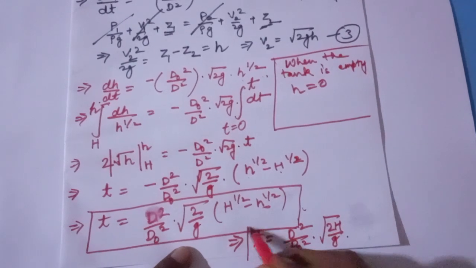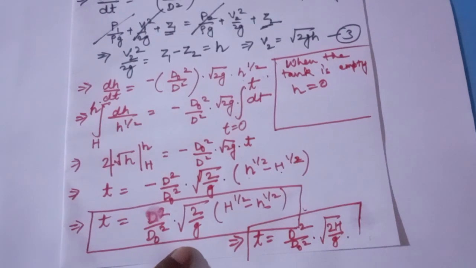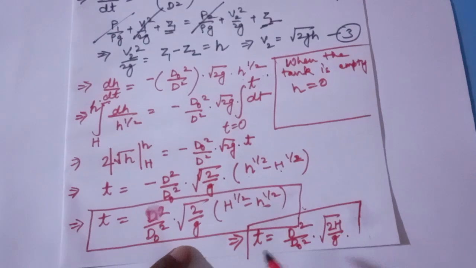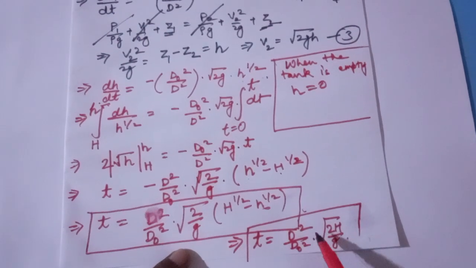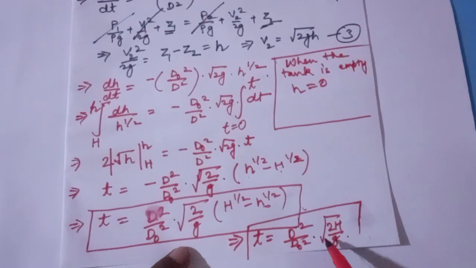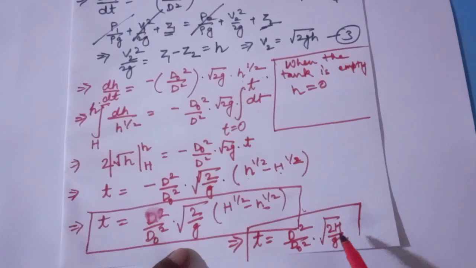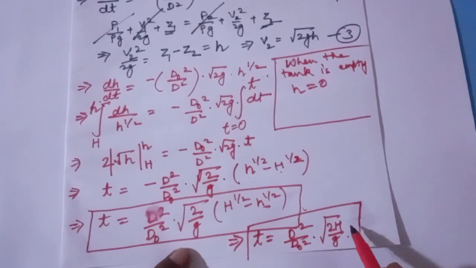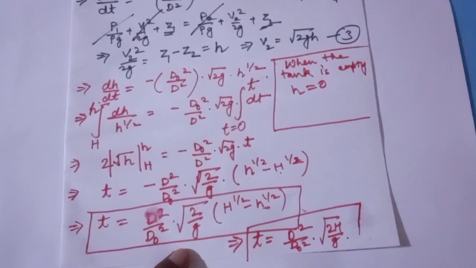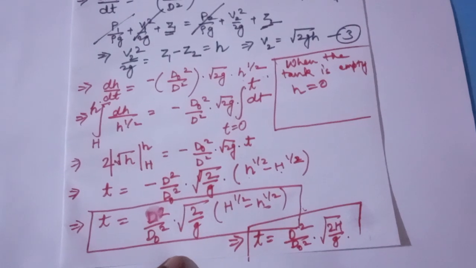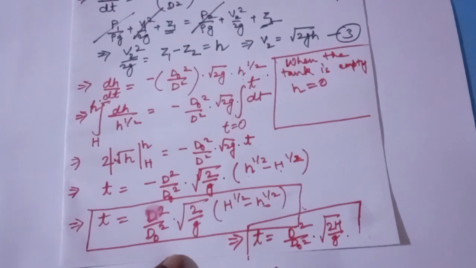So this is the equation for the time required to completely empty a tank. So t is equal to d square by d naught square into under root of 2H by g, where capital H is the total height of the tank. Okay, so I think it is clear now.